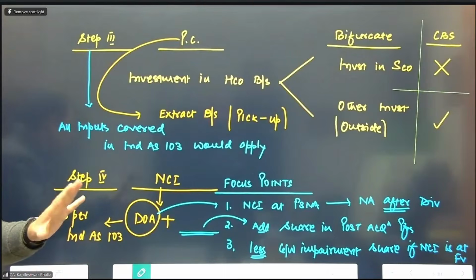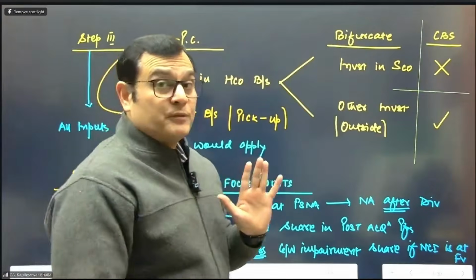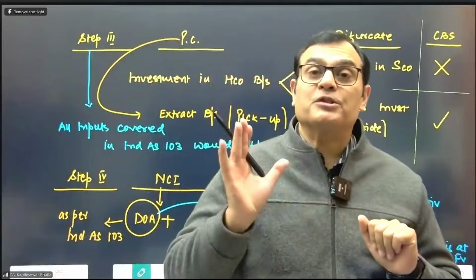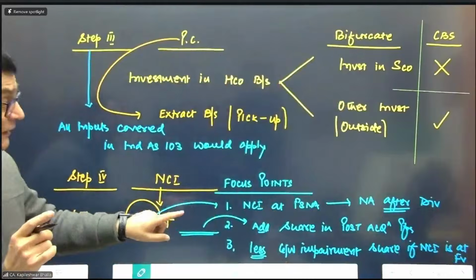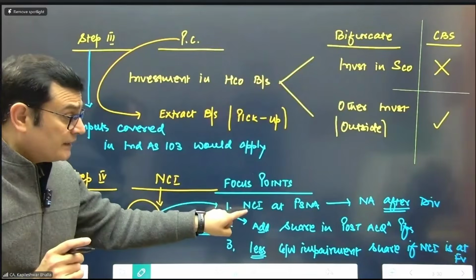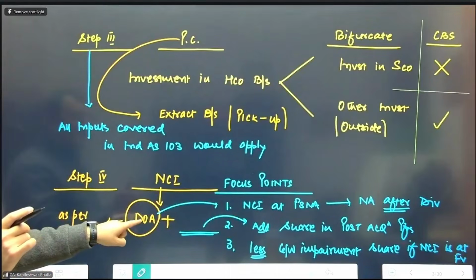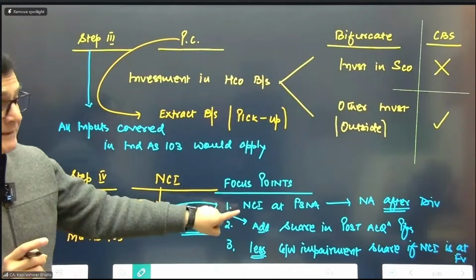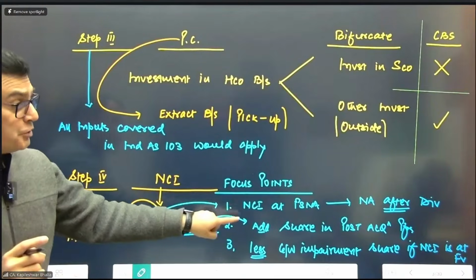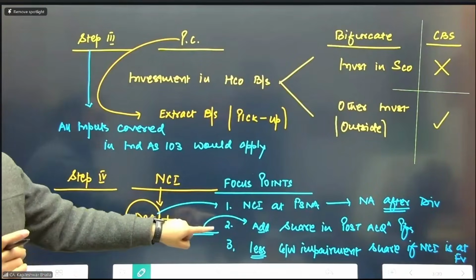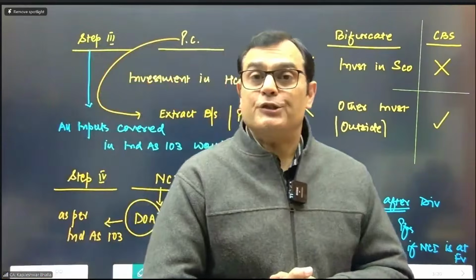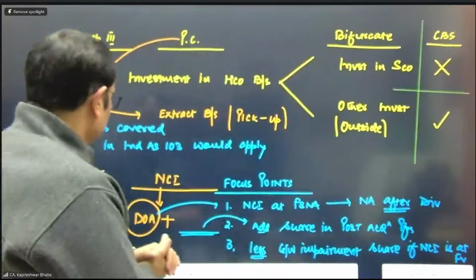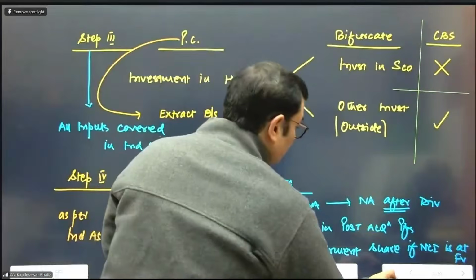I am consolidating each and every step in a very comprehensive manner. As we're going to do questions now, I'm going to put questions back to you in terms of the focus points to be seen. So get this very clear. If the NCI is at PASNA, we need the net assets after dividends. The post-acquisition share is to be added, and there will be a goodwill impairment share provided the NCI is at fair value. So that is step number 4.